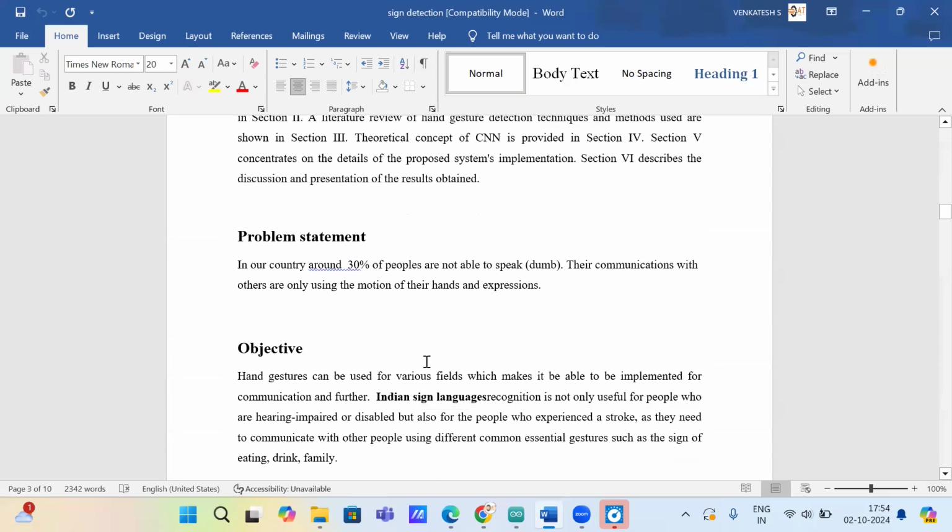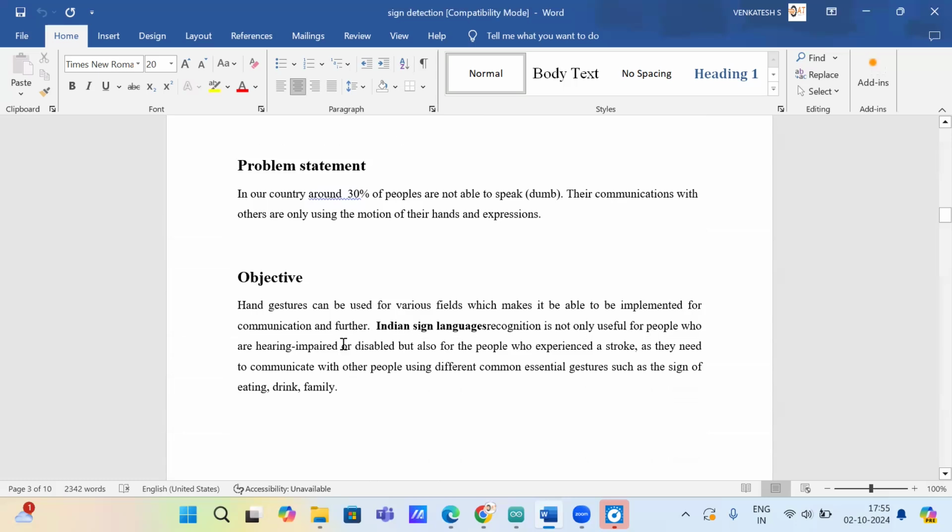Let me explain the problem statement. In our country, around 30% of people are not able to speak. They communicate with others only using the motion of their hands and expressions.